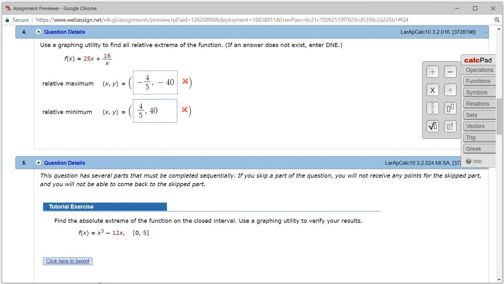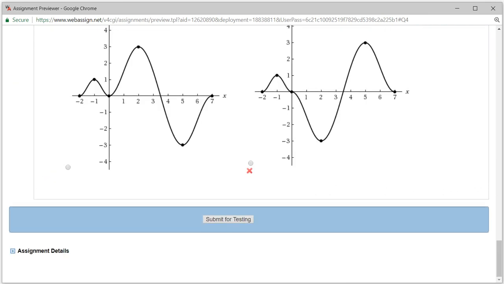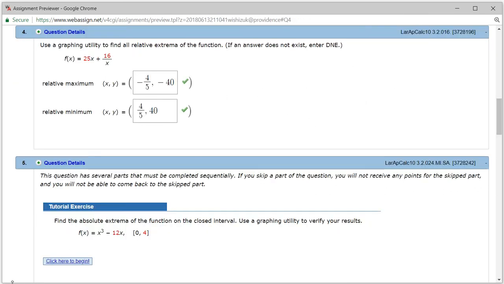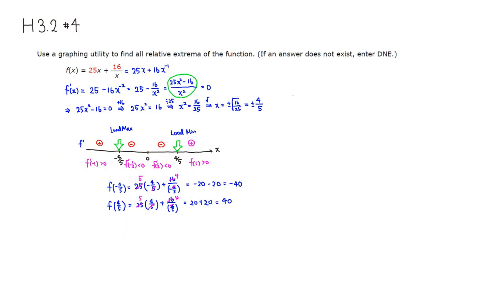So let's check the answer. Submit for testing. I came back and it looks like we got this one correctly. That's it. I hope that this was clear.